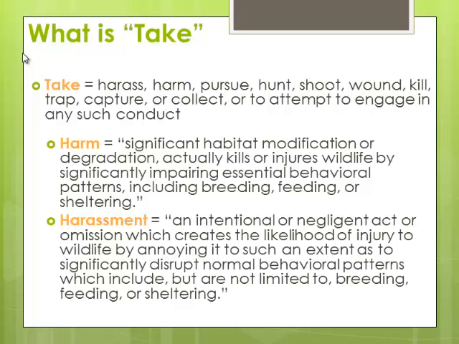Harm is significant habitat modification or degradation that actually kills or injures wildlife by significantly impairing essential behavior patterns, including breeding, feeding, or sheltering. And then harassment is an intentional or negligent act or omission which creates the likelihood of injury to wildlife by annoying it to such an extent, somebody actually wrote all this, to such an extent as to significantly disrupt normal behavior patterns, which include feeding, breeding, and sheltering.